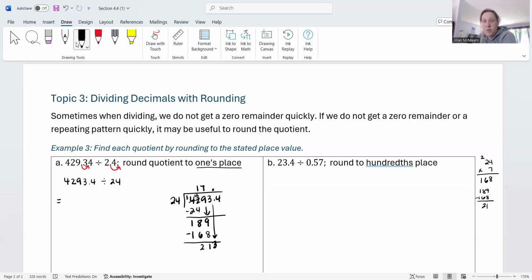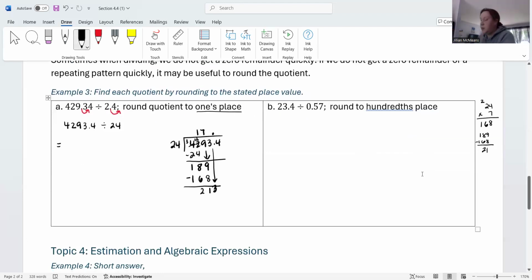Let's do a little bit more estimating here. Let me scroll up just a smidgen so I have some more room. Let's see if 24 times 9 is too big.